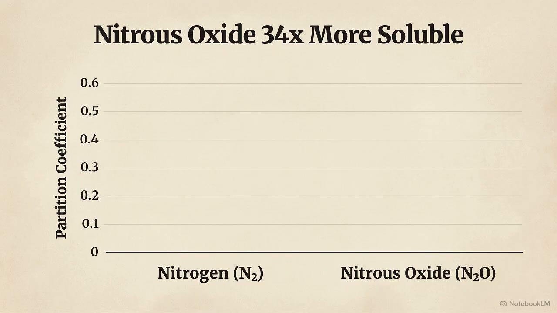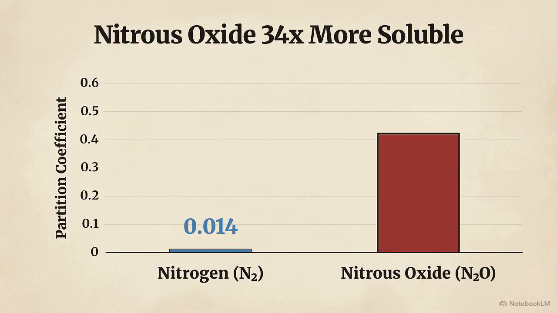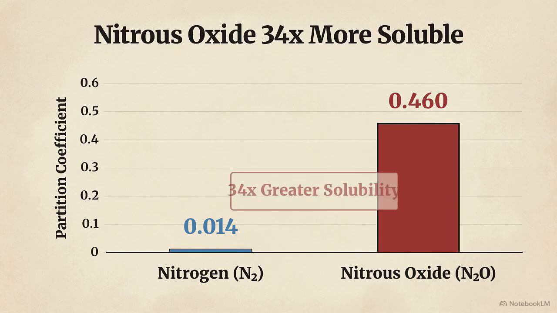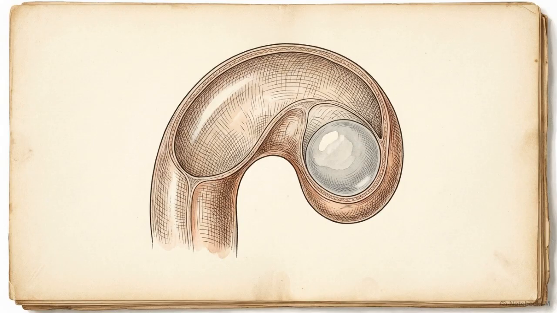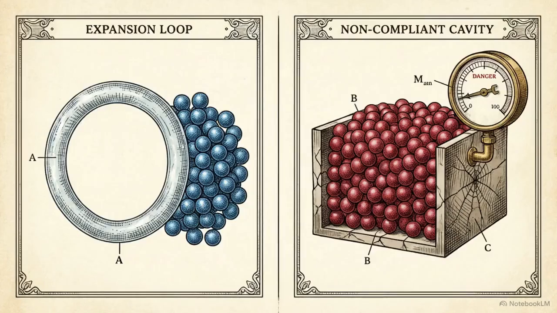This differential solubility creates another specific hazard. The blood gas partition coefficient of nitrous oxide is 0.46. That is an incredible 34 times greater than the coefficient of nitrogen, which sits at 0.014. Closed physiological spaces, like an obstructed bowel loop or a pneumothorax, naturally contain trapped nitrogen. This creates a strict imbalance known as the rule of 34.